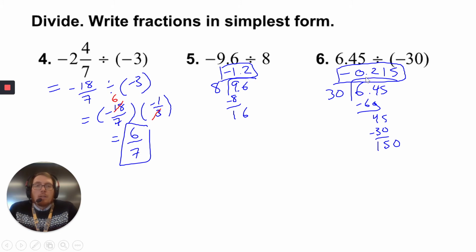For the second one right here, you get an answer of negative 0.215. Remember that the 6.45 has to go on the inside and the 30 has to go on the outside. I don't even deal with the negative signs right now. I deal with that at the end, knowing that the answer has to be a negative.